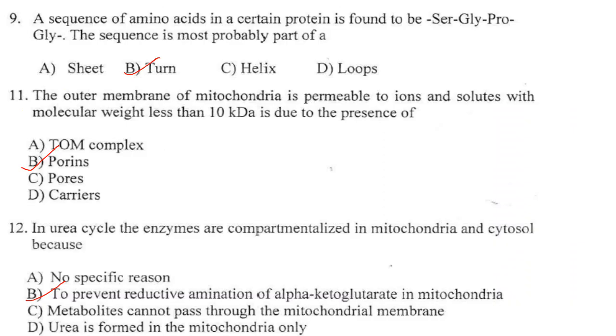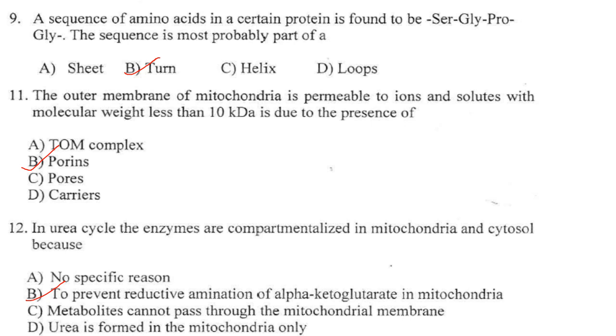Then next one. A sequence of amino acids in a certain protein is found to be serine, glycine, proline, glycine. The sequence is most probably part of. So proline and glycine are found in the beta turns. So the sequence here is probably part of the turn. So answer is option B.